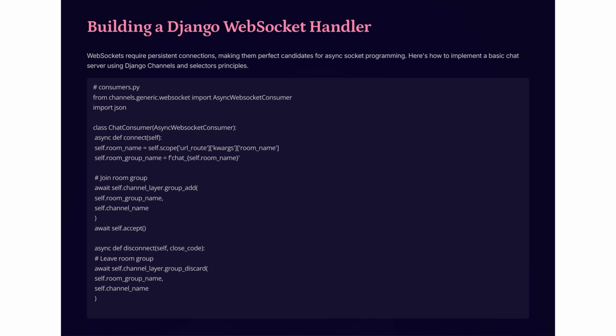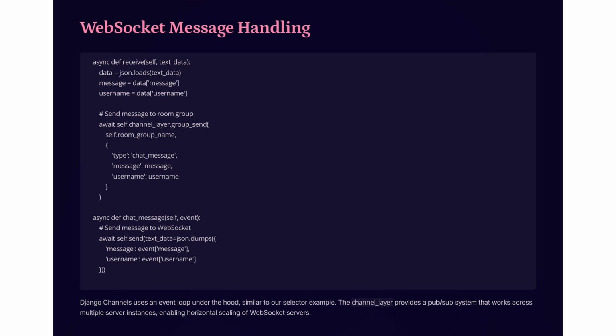This setup supports scalable, real-time chat applications. In WebSocket message handling, the receive method processes incoming data, extracting the message and username. It then sends this data to the room group using the channel layer's group_send method. The chat_message method forwards the message to the WebSocket. Django Channels' event loop and channel layer enable efficient, scalable communication across server instances.